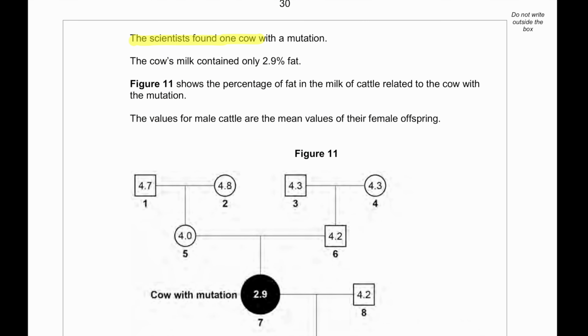The scientists found one cow with a mutation. The cow's milk contained only 2.9% fat. Figure 11 shows the percentage of fat in the milk of cattle related to the cow with the mutation. The values for male cattle are the mean values of their female offspring. So we can see 4.7, 2.8, 4.0. One of the reasons we are using the mean values of their female offspring is that milk production is a sex-limited trait. Milk of cattle is a sex-limited trait.